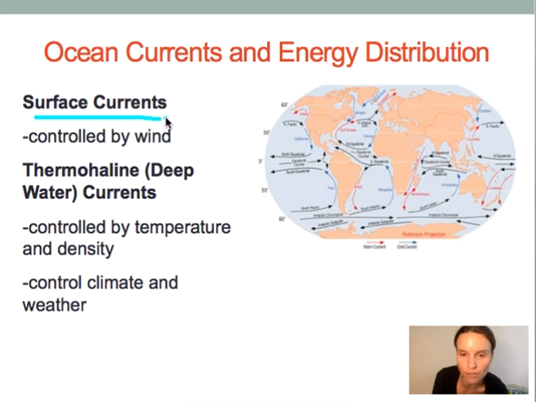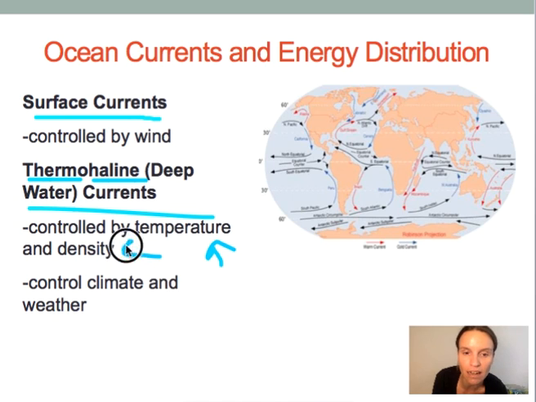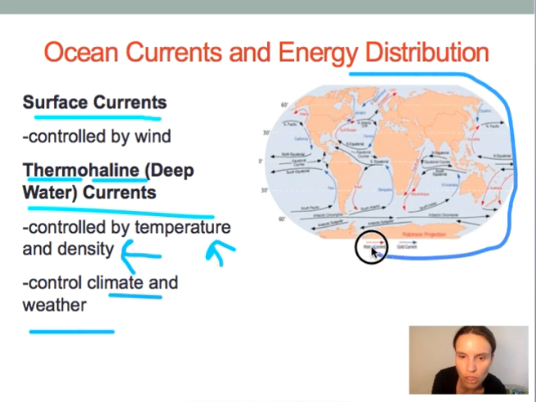The first is through surface currents, and that only accounts for about the top 400 feet of the oceans, but it basically blows water back and forth due to wind. The second is through thermohaline currents, temperature and salt-based deep water currents that are controlled by both the temperature and the density of the water. And these control climate and weather for our whole planet. And you can see in this picture some of the major thermohaline currents that exist on our planet.